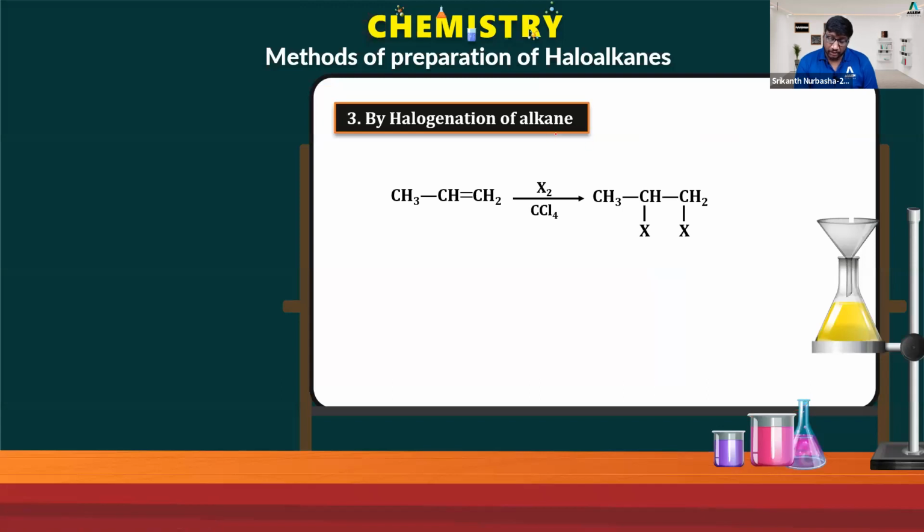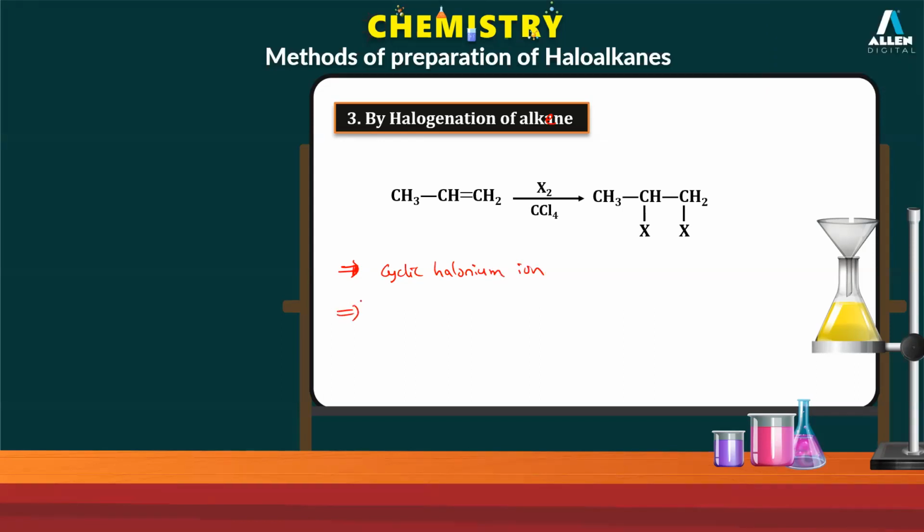By halogenation of alkene, right? This is not alkane, it is alkene. CH3 CH double bond CH2, X2 in the presence of CCl4 forms CH3 CHX CH2X. What is this reaction? We have studied a lot of such reactions. Cyclic halonium ion. Very good. What type of addition? Syn addition? No, anti-addition takes place.